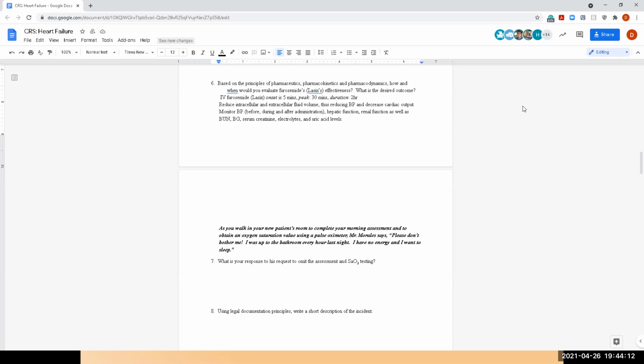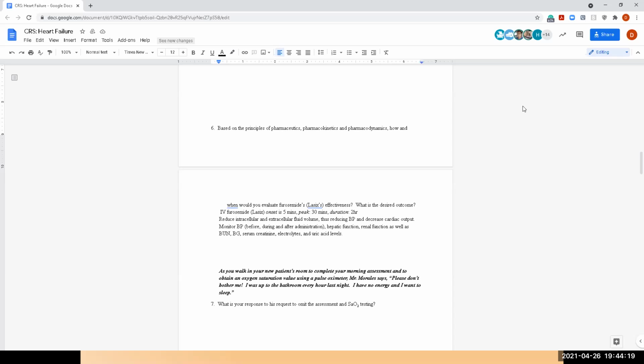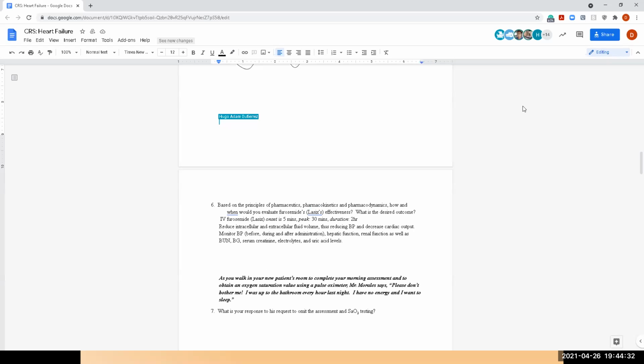They reduce intracellular and extracellular fluid volume. Thus, it helps reduce the blood pressure and cardiac output, because you're getting rid of the fluid in the system, right? Monitor the blood pressure and BUN, BG, serum creatinine, electrolytes.